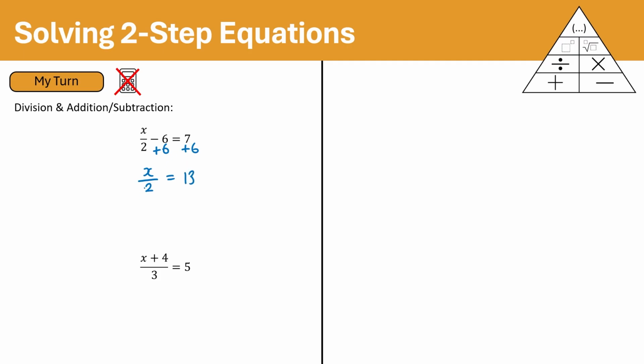At this point, I'm doing x divided by 2. To undo division by 2, I'm going to multiply both sides by 2. On the left-hand side, that's going to leave me with x. On the right-hand side, that gives me 26.